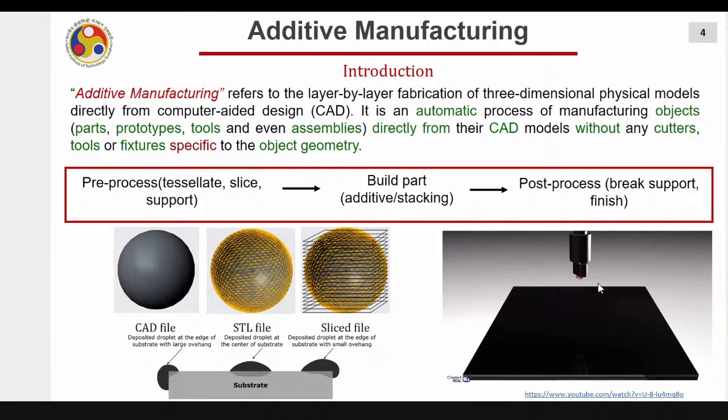It's a process of fabricating an object in a layer by layer manner directly from a CAD model. It is an automatic process of manufacturing objects, parts, prototypes, tools, assemblies directly from the CAD model without any cutter, tool, or fixture specific to the geometry of the object. I am sure you are aware already from the second day of the workshop, but still, why do we say without any cutter and tools? So let me just take an example.